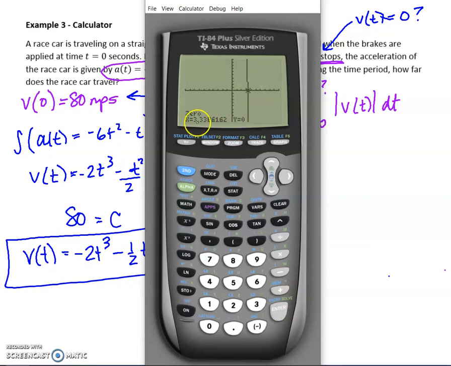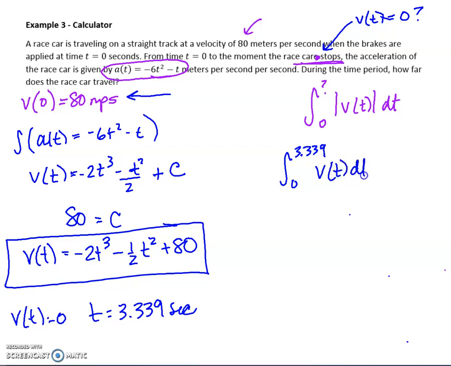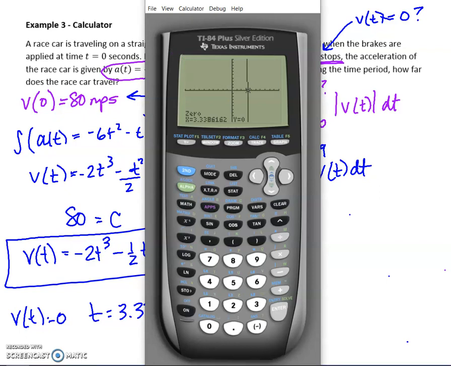And so it looks like it hits 0. It has a speed of 0 at about 3.339 seconds. That's when the velocity is 0. Okay, so now we know when to end our interval. So we're going to go from 0 to 3.339 of our velocity. Again, my car is only going in a positive direction, so I'm fine. But you could put the absolute value in, you'd get the same answer.